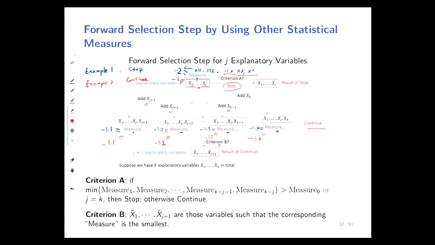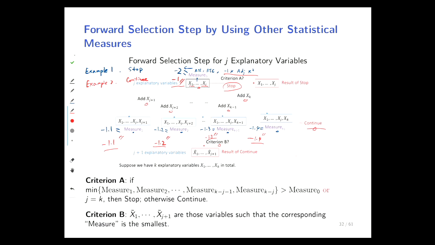So now what's the difference here? The difference is that -1 is no longer the smallest. We actually have smaller measures for those cases when we add variables: -1.1, -1.2, -1.3, and -1.4. They are all smaller than -1. So in this case, we should proceed, which means we continue and try to add one variable to the model.